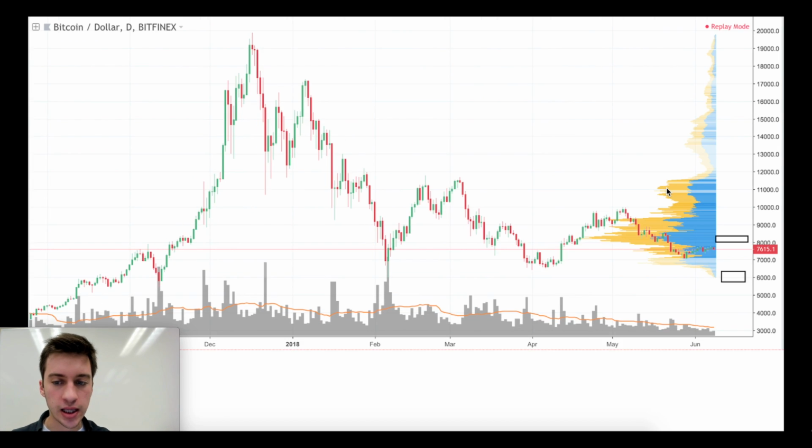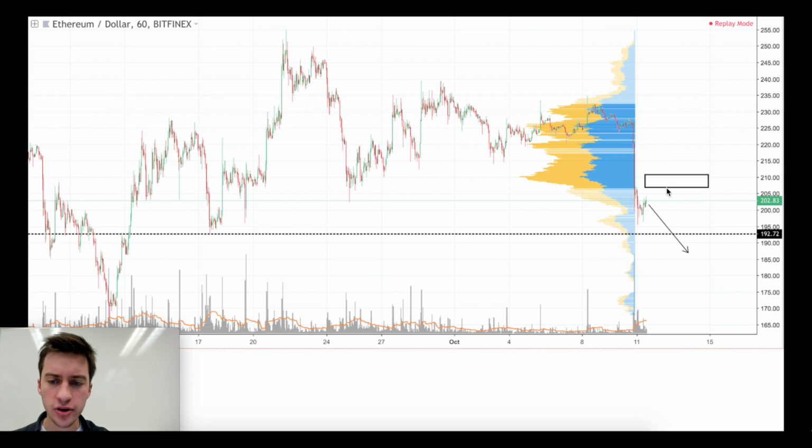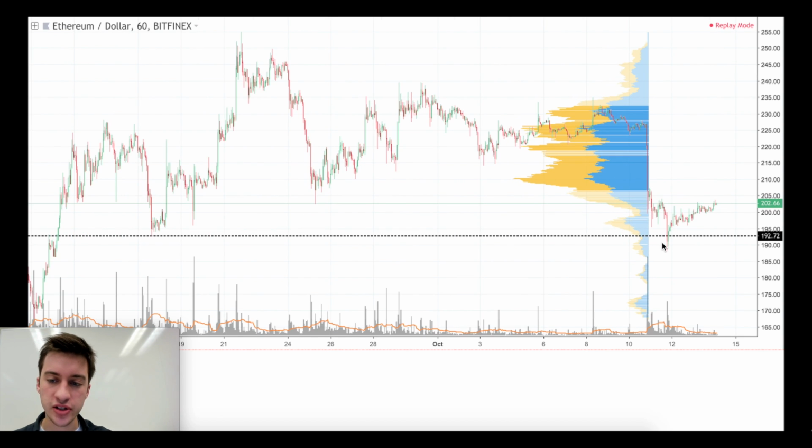And if we look back at other examples here, such as the Ethereum examples, good as well. We had really not much volume being transacted here, so we know that when price does come down here, we're going to get that high volatility market reaction.